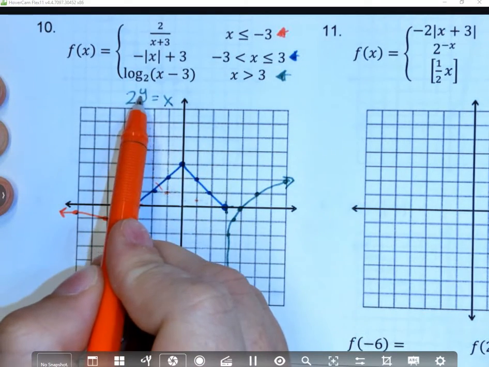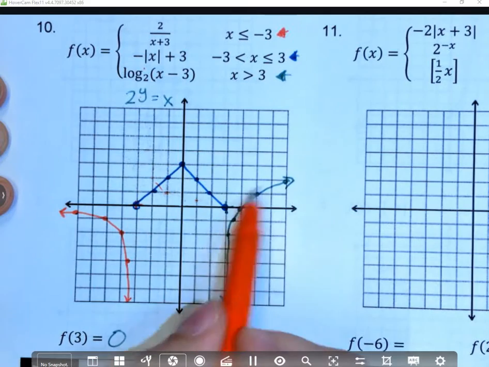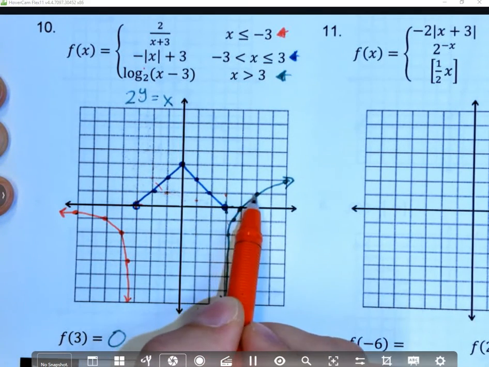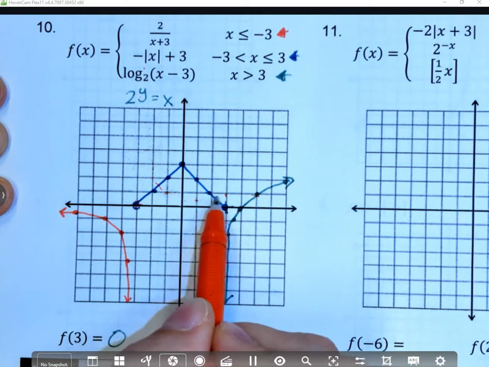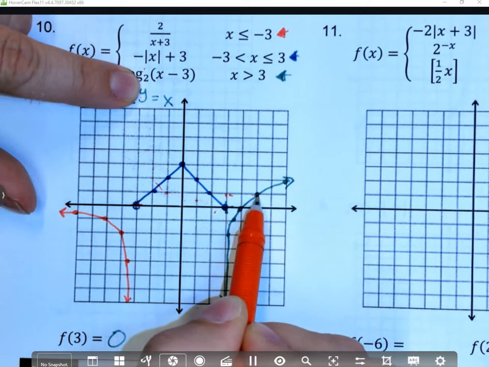Because in goes y, out comes x. Because it's backwards for logs. So 2 to the first power is 2. I put in y was 1. X was 2.